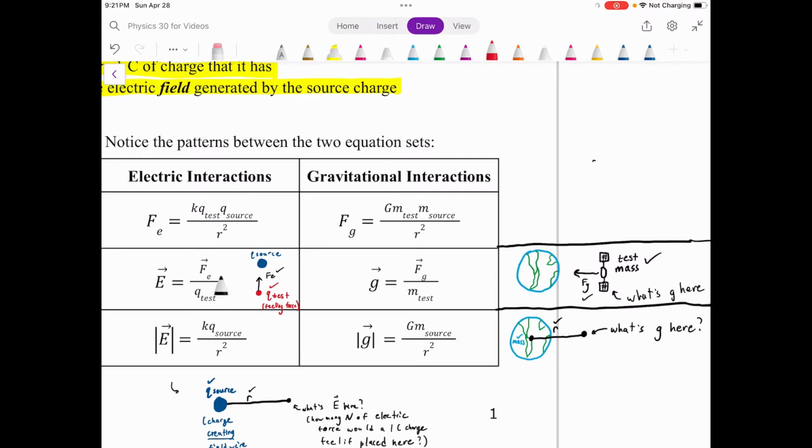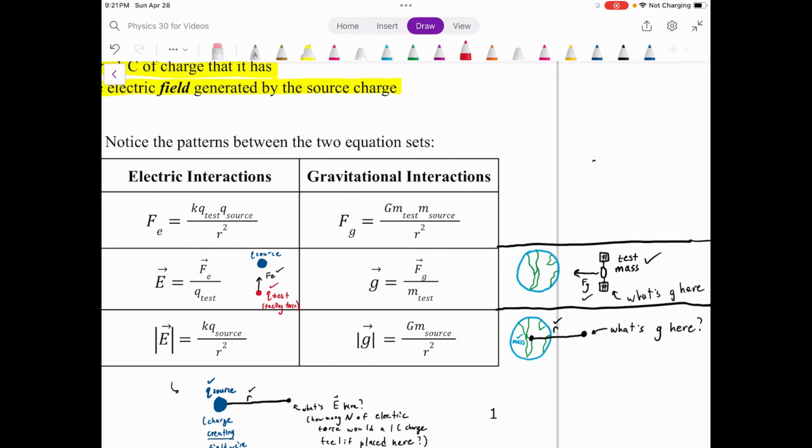But if it felt 20 newtons of force and this had 2 coulombs of charge, we would say, well, 20 over 2, the electric field still works out to be 10 newtons per coulomb. So what's the difference between the two equations? It's really just based on what you know about the situation.